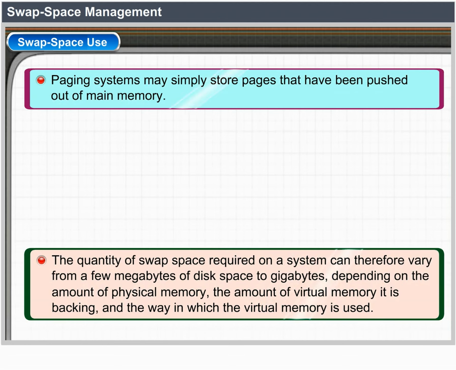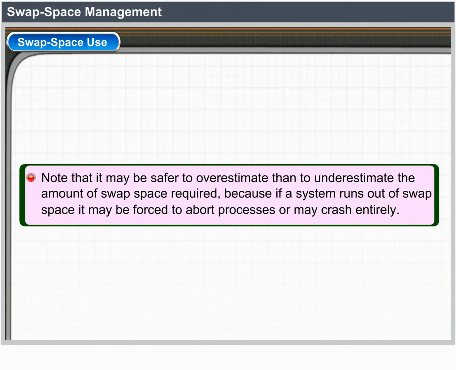Note that it may be safer to overestimate than to underestimate the amount of swap space required, because if a system runs out of swap space, it may be forced to abort processes or may crash entirely. Overestimation wastes disk space that could otherwise be used for files, but it does no other harm.